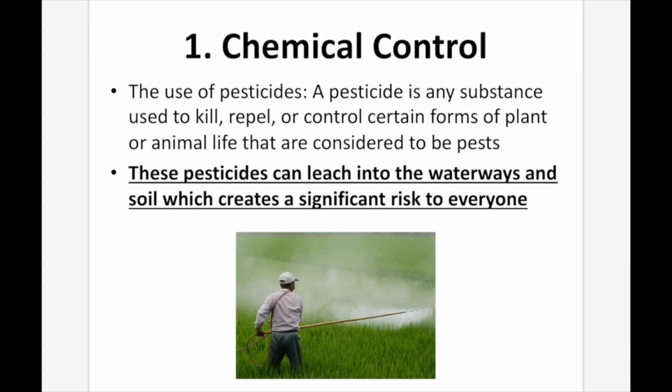Number one, chemical control. The use of pesticides is chemical control. A pesticide is any substance used to kill, repel, or control certain forms of plant or animal life that are considered to be pests. These pesticides can leach into waterways and soil, which creates significant health risks to everyone, like we were talking about before.